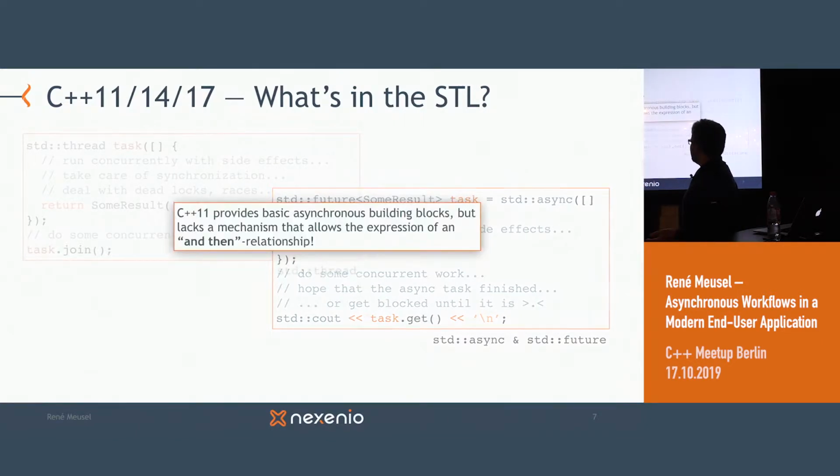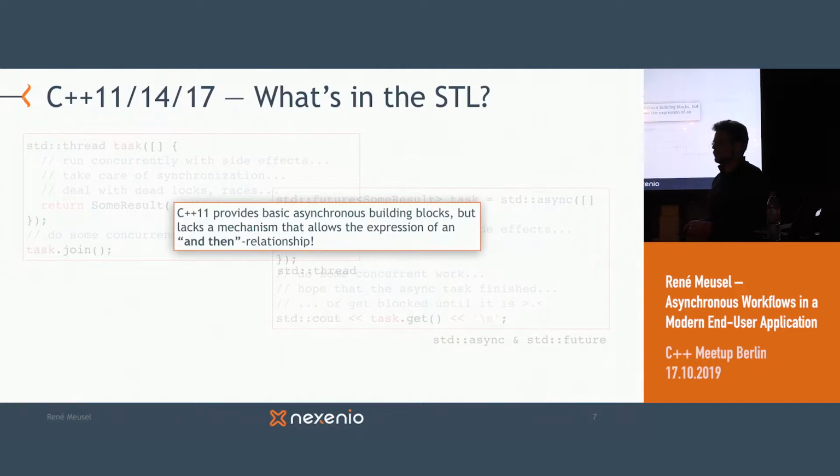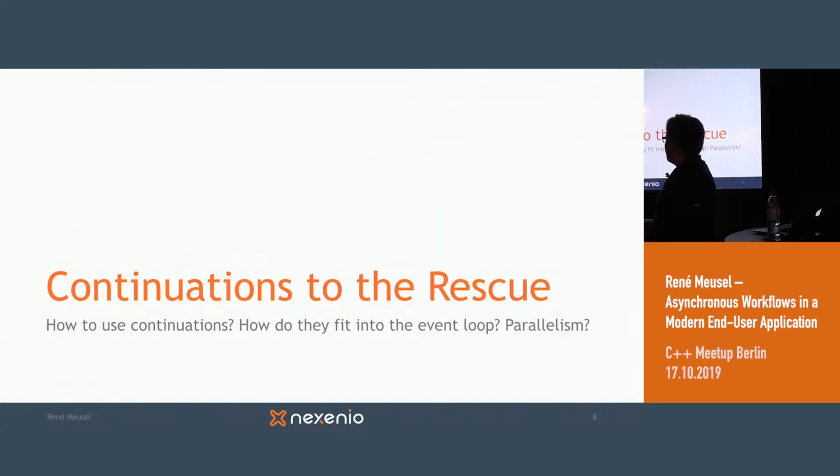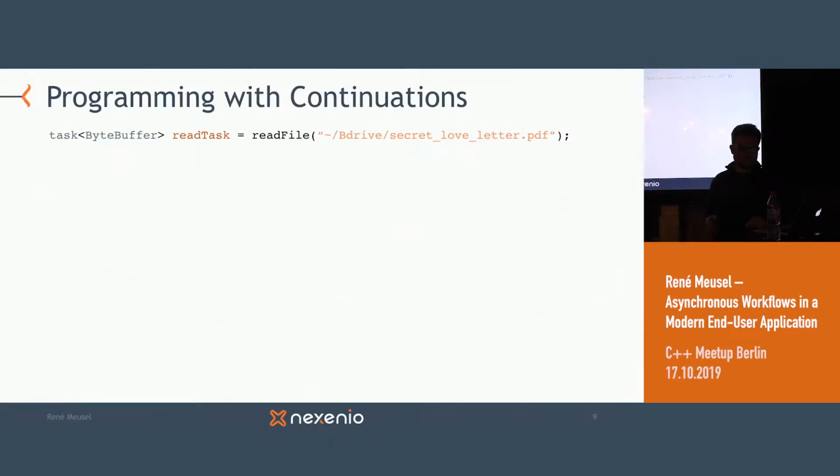So it turns out that C++11 up to 17 doesn't really give you something to express an and-then relationship. A simple callback is not really in there. So how do we solve that? Well, the answer for many of these things is called continuations. And I think continuations were even discussed to be put into C++ and the concurrency TS, but eventually were never put in there. So we need to look somewhere else.